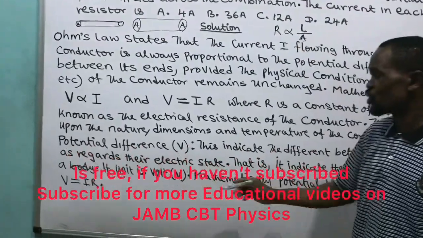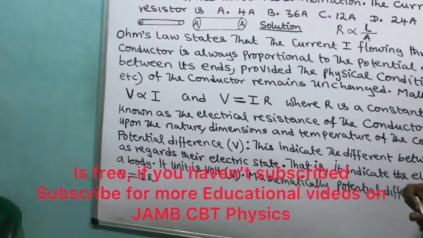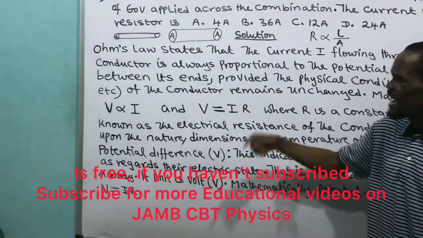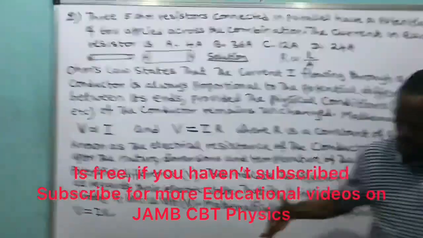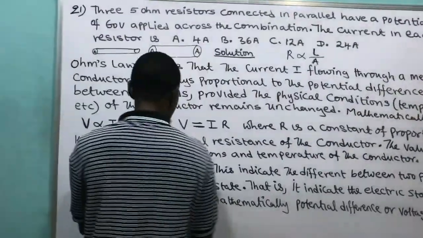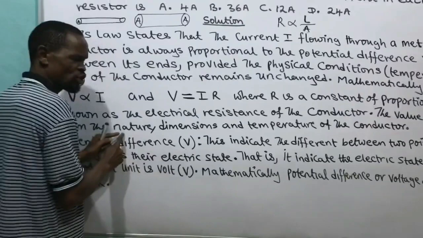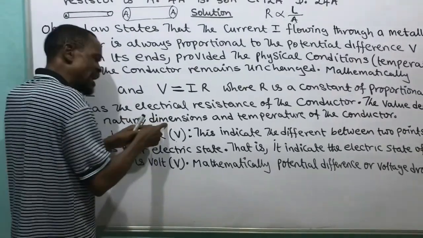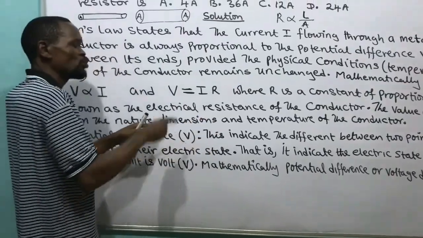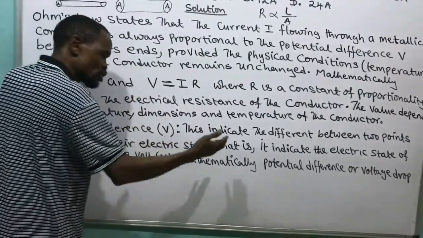That's what brings us to what we call dimension. This is what we call dimension. The cross-sectional area of the wire is the dimension of the wire. Then we will now say that resistance depends on the nature of the wire, which I have mentioned, gold, silver. Then it depends on the dimension, which is the cross-sectional area.